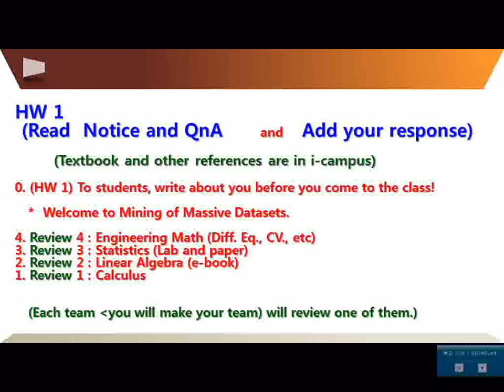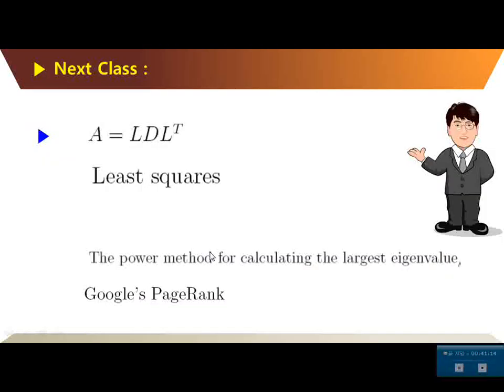For example, I expect you to find the Jordan canonical form of a given matrix of a small size, and I expect you to find the QR factorization of a given matrix yourself. I expect you to find the eigenvalues and eigenvectors for a 10 by 10 matrix. At least everybody should be able to find it and explain how you found it. That's what I expect.